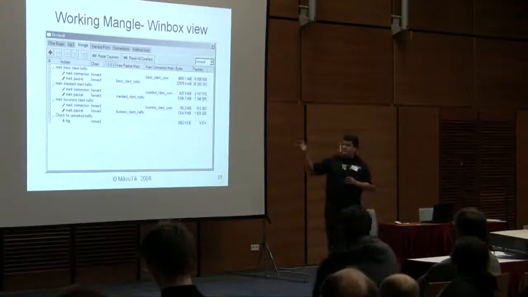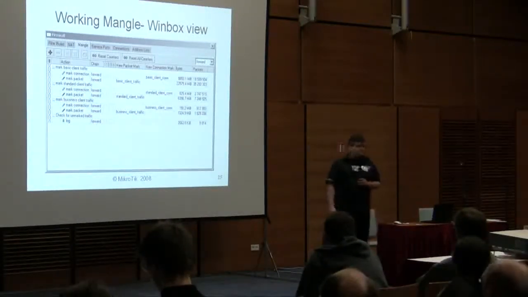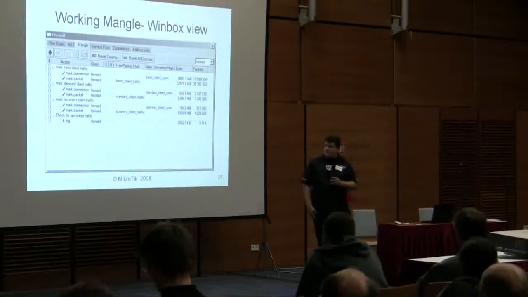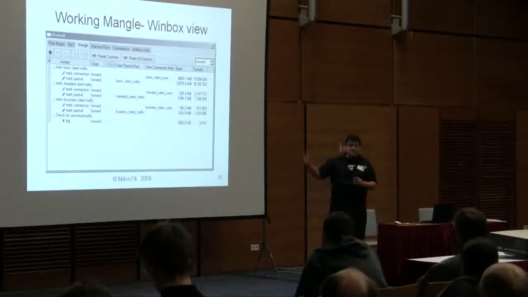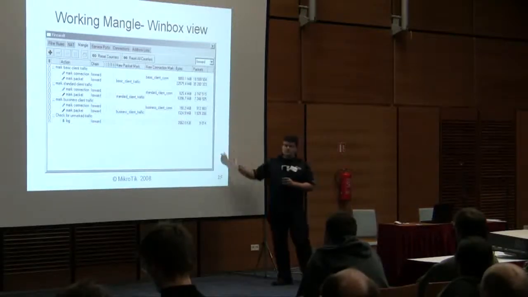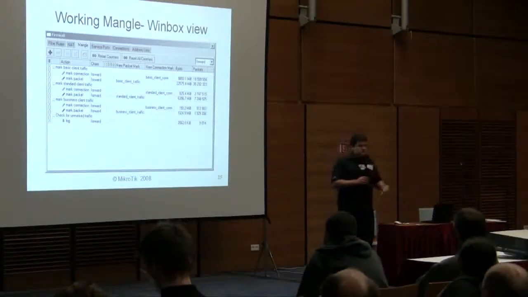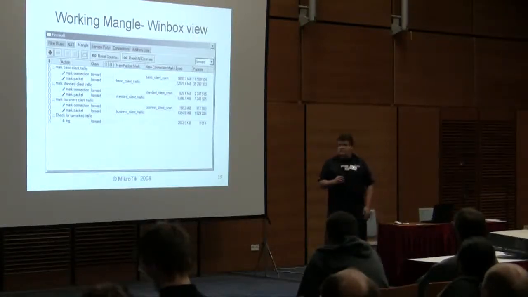And in the end, in my setup, I have a mangle that looks like this. I have 3 types of clients: basic, standard, and business. And I have, very interesting, 9,000 packets of something unknown, which I need to take care of in the future or something. Just take a look in the logs.